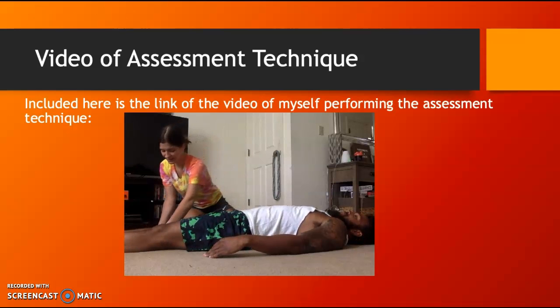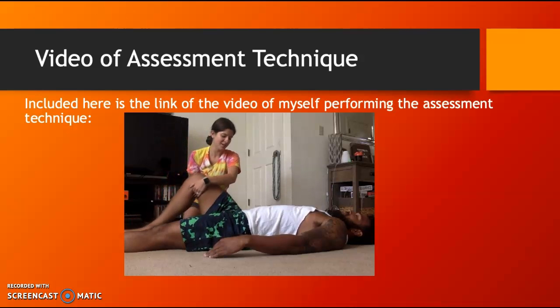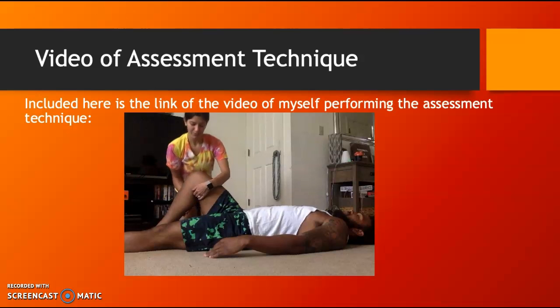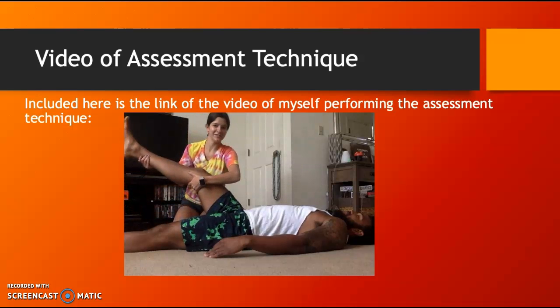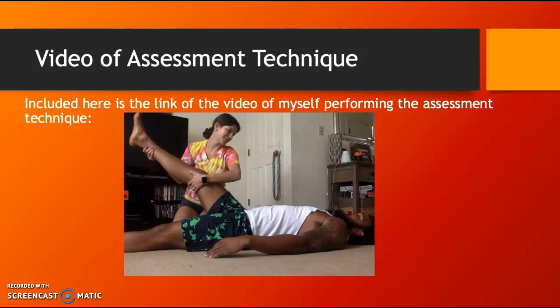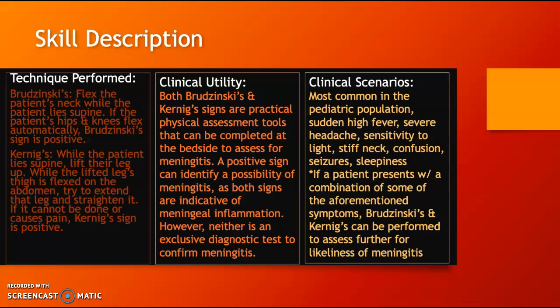So we'll lift your leg again. You can bend your knee here. We're going to lift your leg just to get your hip off the floor. And then we'll straighten it. It's a little heavier than a small child. And no pain there, correct? So that's a negative Koenig sign. Okay, so there was the video on how to perform both of those signs.